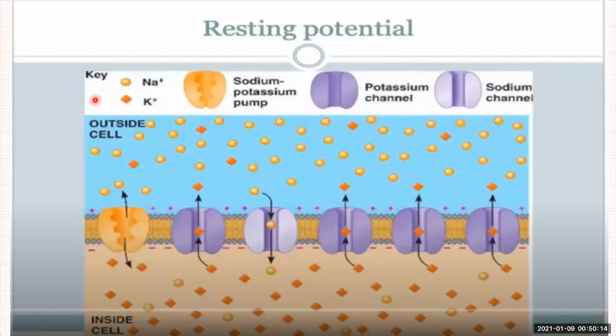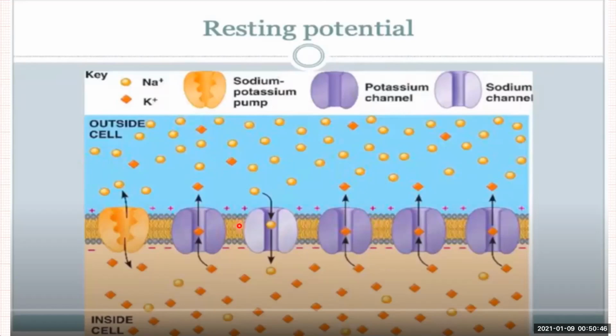If you look at this key here first, the yellow dots that you see are all sodium. This is the outside of the cell, and this is the inside part of the cell. If you compare these two, we have a lot of sodium ions outside, the ones in yellow. And these diamond-shaped structures are potassium. If you compare potassium to sodium, we have more potassium inside as compared to outside. So this is how this balance is maintained.